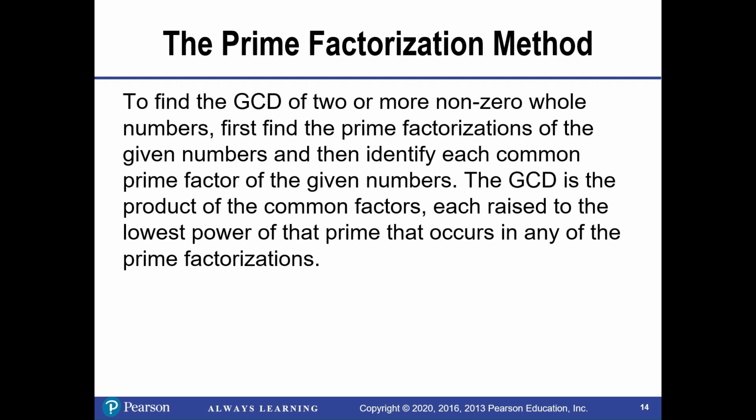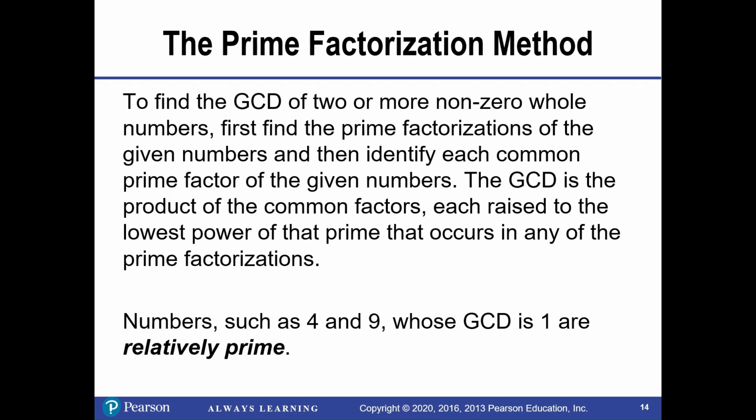Another way we can find the greatest common divisor of two or more non-zero whole numbers is using their prime factorizations. So first we would find the prime factorizations of the given numbers and identify each common prime factor of the given numbers. The greatest common divisor is the product of those common factors, each raised to the lowest power of that prime that occurs in any of the prime factorizations.